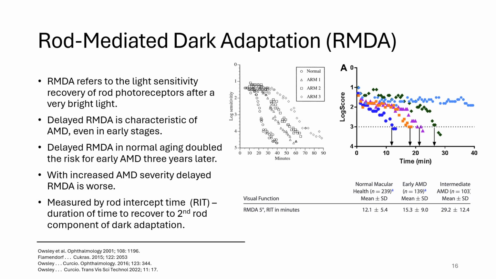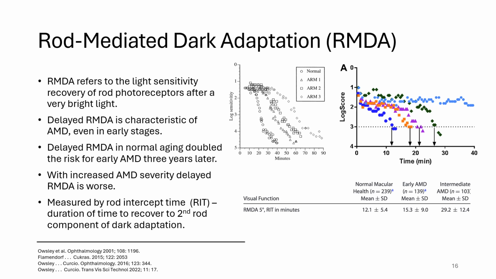Rod-mediated dark adaptation refers to the recovery of light sensitivity by rods after a photobleach. This can be either a prolonged bleach over time or a flash bleach. I showed in 2001 that delayed dark adaptation is characteristic of AMD even in its early stages, as shown on the left. The first ALSTAR study showed that delayed dark adaptation in normal older adults doubles their risk for early AMD 3 years later.